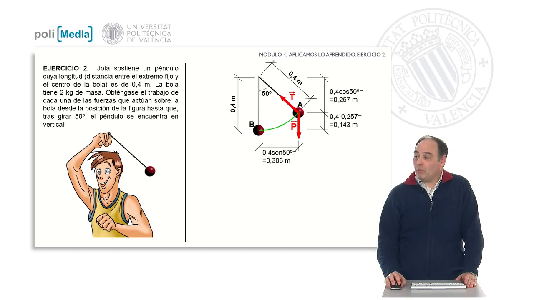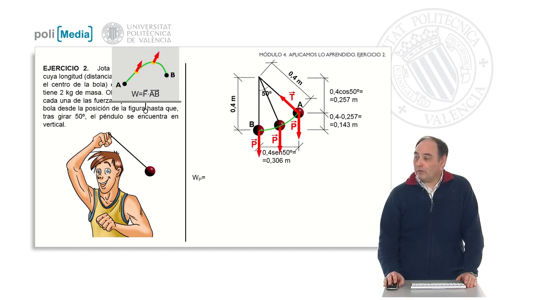Let's start with the weight work. When we go from A to B, we have this case which, as we see, corresponds to that within the position A and B, the weight is a vector, a constant force. So the formula to apply is this: curved path with a constant force. The simplified expression is vector force multiplied scalarly by vector going from origin to destination.